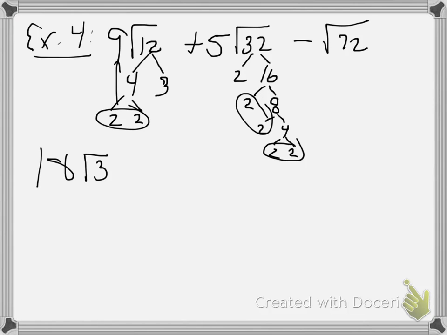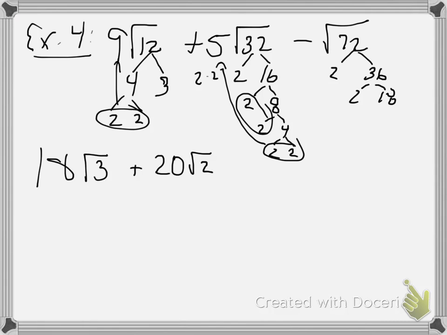So we've got 2 pairs of 2s. Each of those pairs gets written once and gets multiplied with the 5. So now we have 20 root 2. All right, let's break down 72. 2 times 36, 36 is 2 times 18, 18 is 2 times 9, and then 9 is 3 times 3.